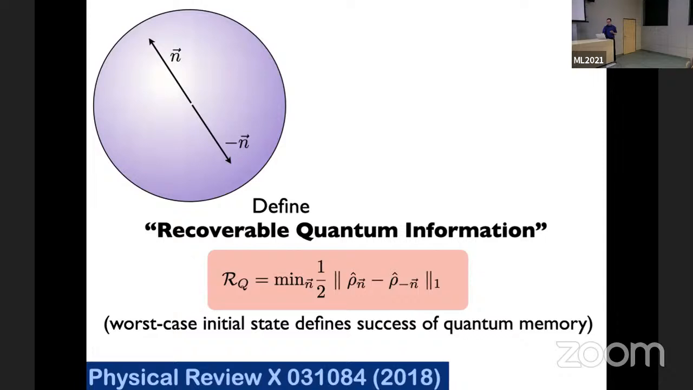And so what this led us to was to define what we call the recoverable quantum information. At any moment in time, you ask yourself, if I started out with two initially orthogonal states, what is the distinguishability, so to speak? And you even minimize over the initial state, so maybe different initial states decay more or less fast. So you want to take the worst case. And that is our measure that we are optimizing for, and which works very well, actually.